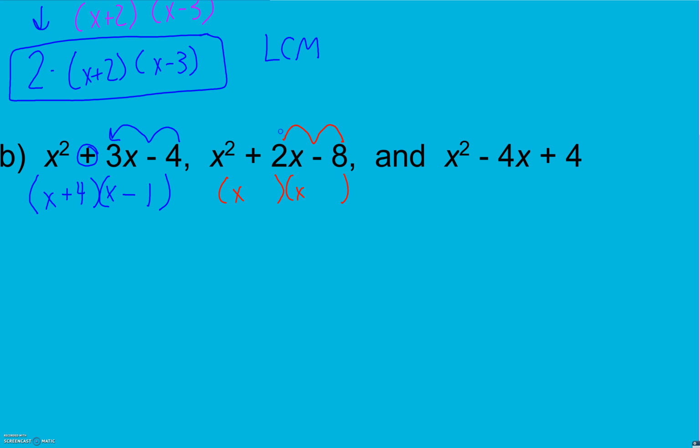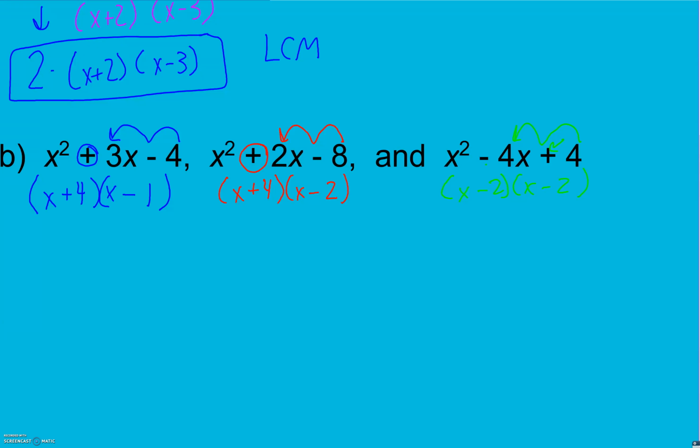Multiply to 8, subtract to 2, 4, and 2. Different signs. Bigger number gets the sign in the middle. And our last one here. Multiply to 4, add to 4, 2, and 2. Same sign since we added, both negative.